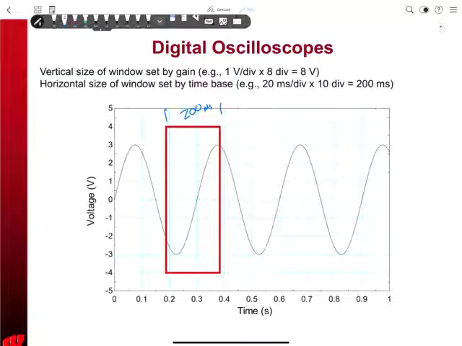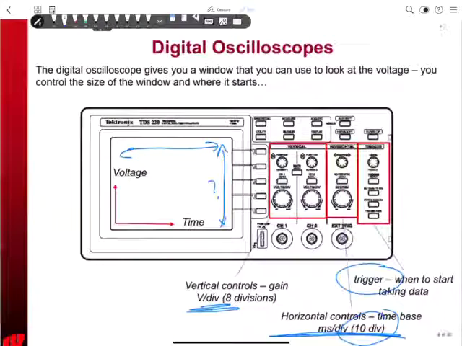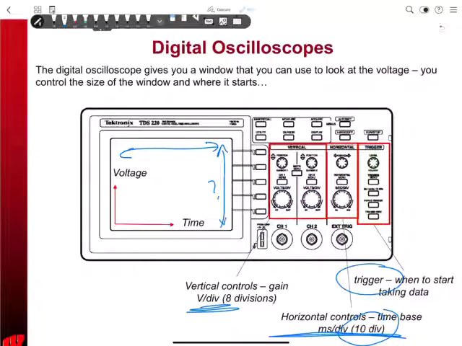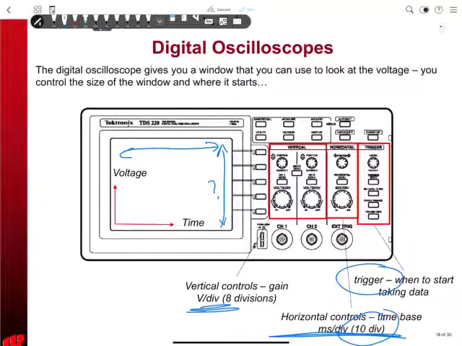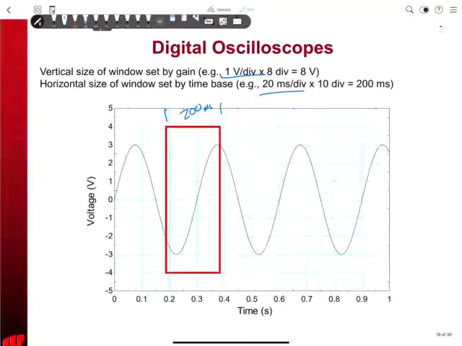Likewise, I know it's going all the way up to positive 3 volts and all the way down to negative 3 volts. So maybe 8 volts would be enough to get the picture I want. There's 8 divisions up and down, so I'd want to make each one of those divisions 1 volt. So 1 volt per division up and down, and then 20 milliseconds per division left and right, right? So remember, it's always 10 divisions left and right in time, and 8 divisions up and down, like that.